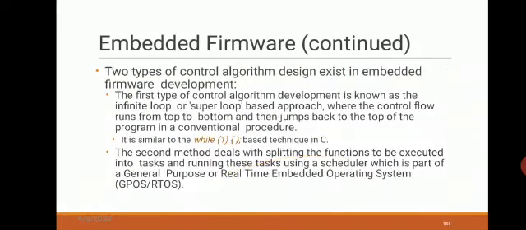Two types of control algorithm design exist in embedded firmware development. The first type is known as the infinite loop or super loop based approach, where the control flow runs from top to bottom and then jumps back to the top of the program in a conventional procedure. This we have already seen in the lab program.